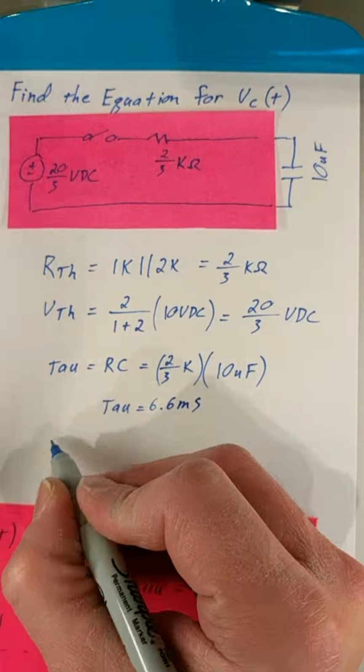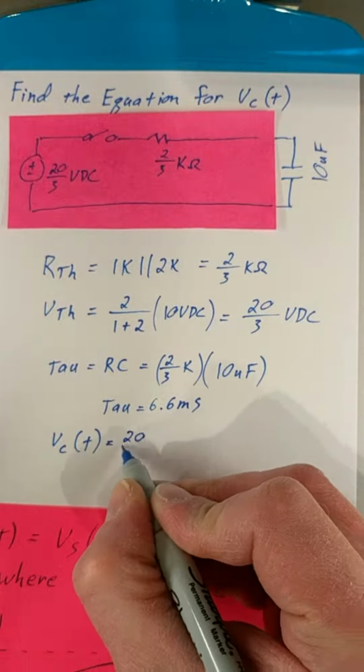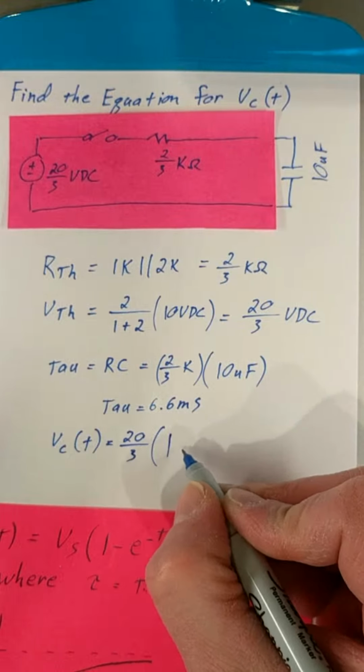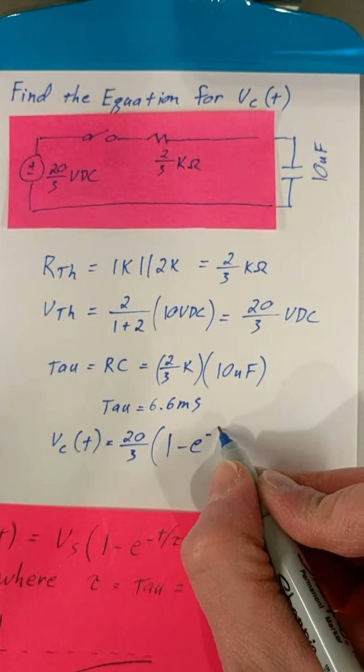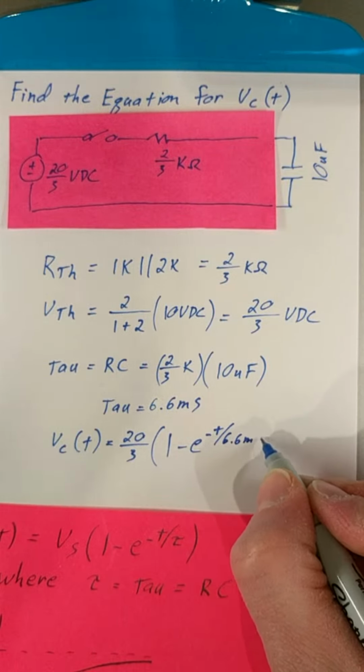And we can now write our complete equation. Vc of t is equal to 20 over 3 multiplied by 1 minus e to the negative t over 6.6 milliseconds.